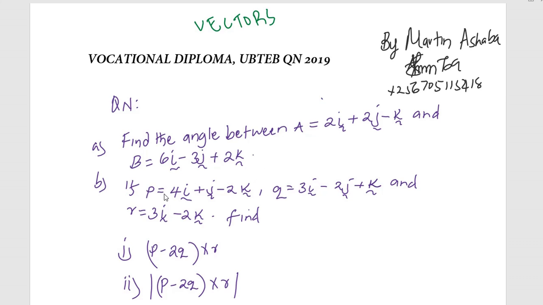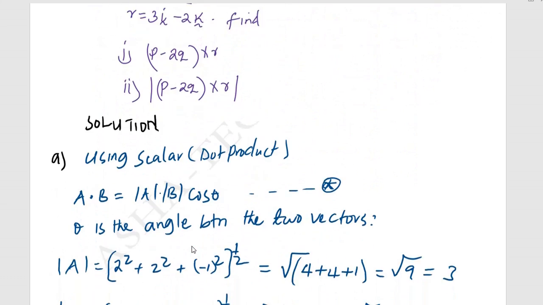Then part B of this question says if vector P is equal to 4i plus j minus 2k and vector Q is equal to 3i minus 2j plus k and vector R is equal to 2i minus 2k, then find (P minus 2Q) crossed with R. And also part 2 of this part B says find the magnitude of this cross product. So let us find the solutions to this problem.